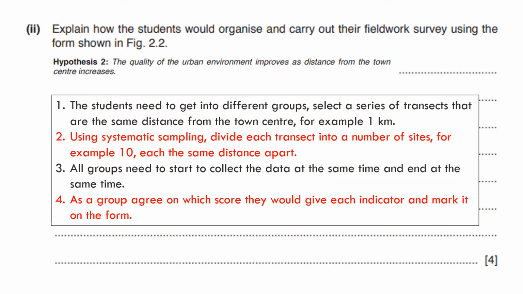Now this is how you respond to this point if the question asks you to explore how the quality of the urban environment improves as distance from the town centre increases. So the previous point I showed you was when you're comparing 2 locations, this is when it talks about change over a distance. So again, it starts off going, the students need to get into different groups, select a series of transects that are the same distance from the town centre, for example, 1 kilometre. Using systematic sampling, divide each transect into a number of sites, for example, 10, with each the same distance apart. So maybe, for example, every 100 meters you record the data. All groups need to start to collect the data at the same time and end at the same time. As a group, agree on which score they would give each indicator and mark it on the form.